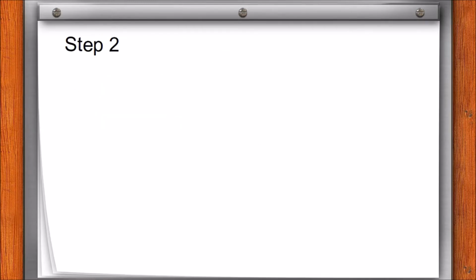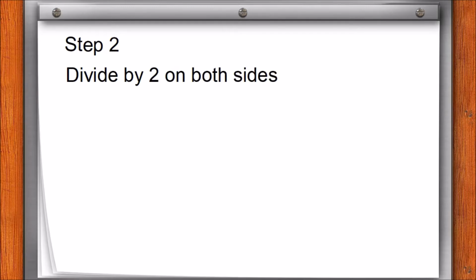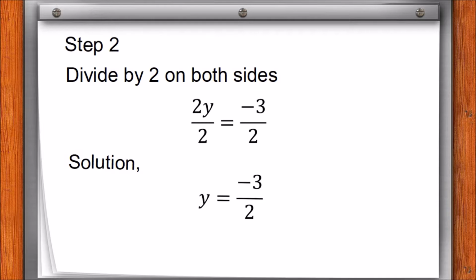Step 2. Divide by 2 on both sides. We get 2y/2 = -3/2. Solution. y = -3/2.